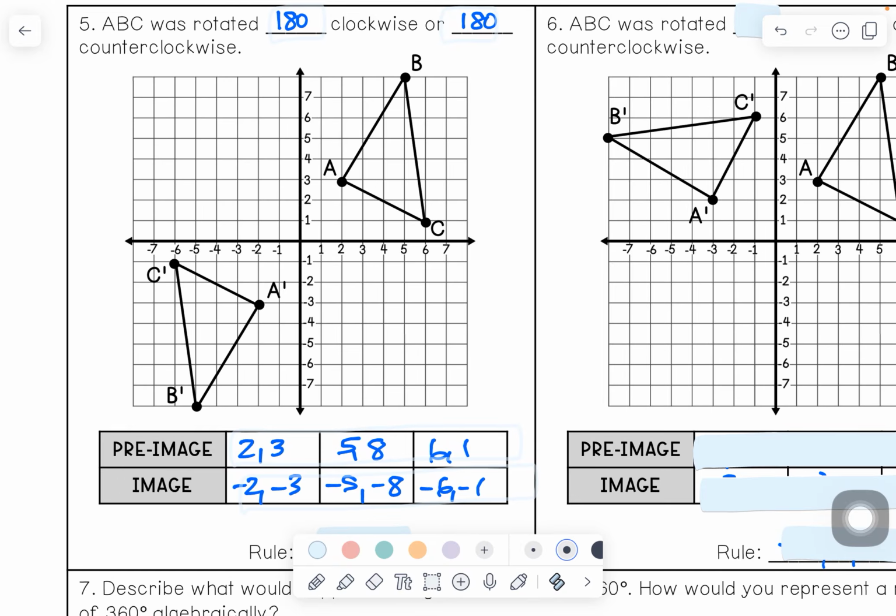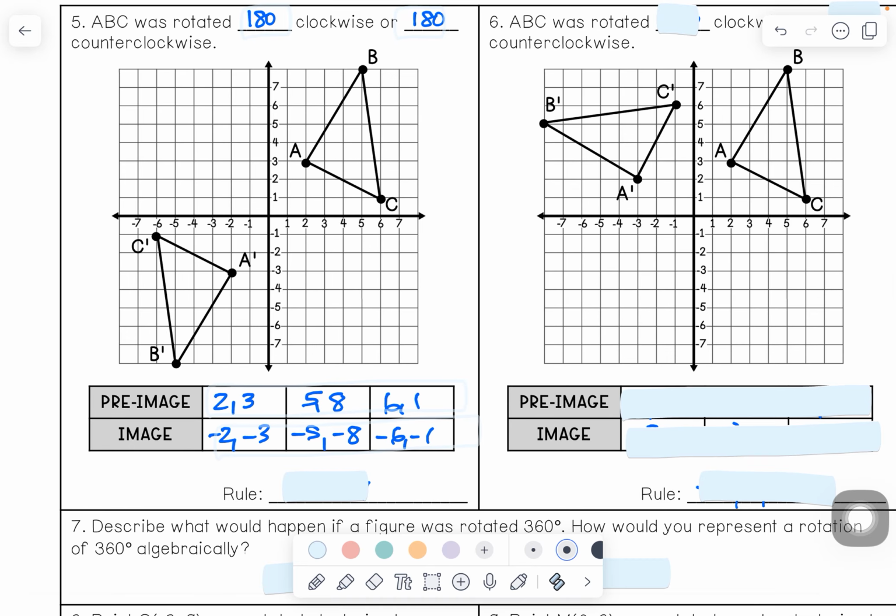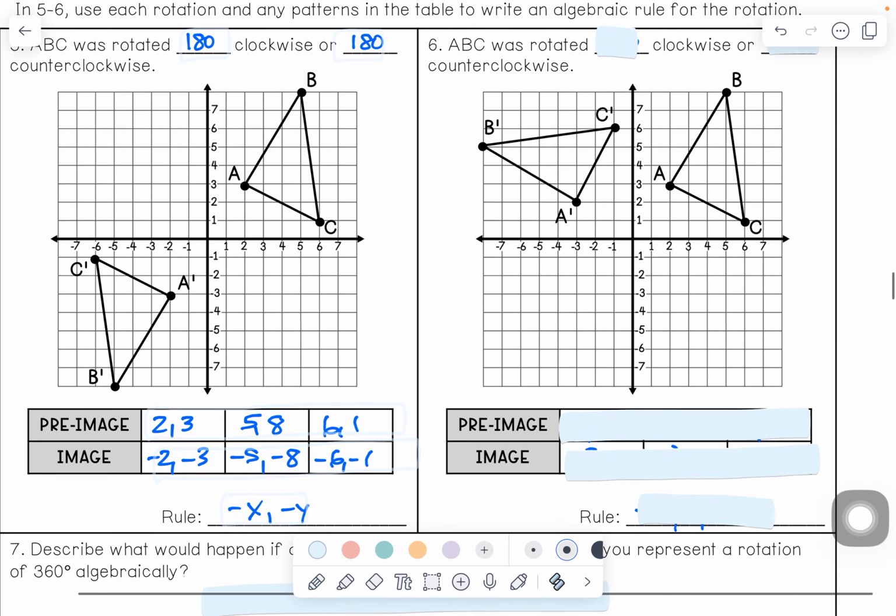I'm going to have to flip my x and y again, but this time I'm going to make that y number negative. So I want you to notice how I went from 2, 3 to negative 3, 2. So my x number stayed the same, even though it's in a different position. However, my y number became negative. So I have negative y, comma, x.